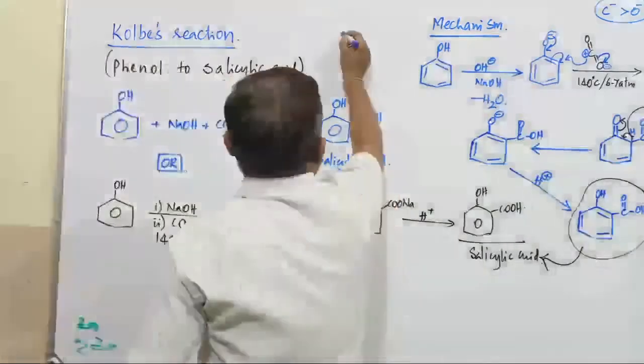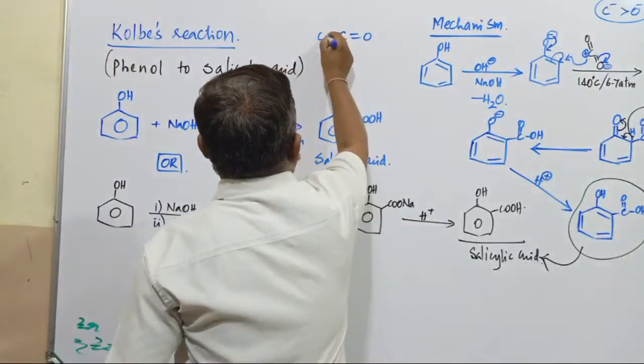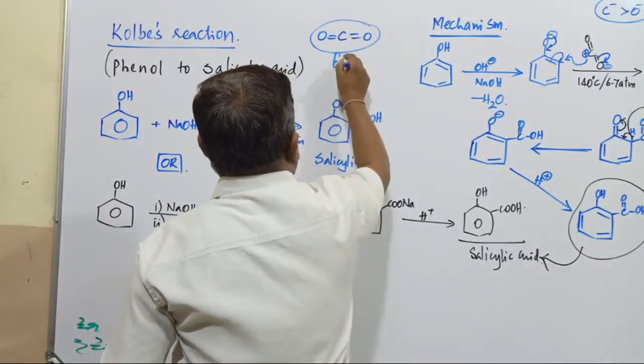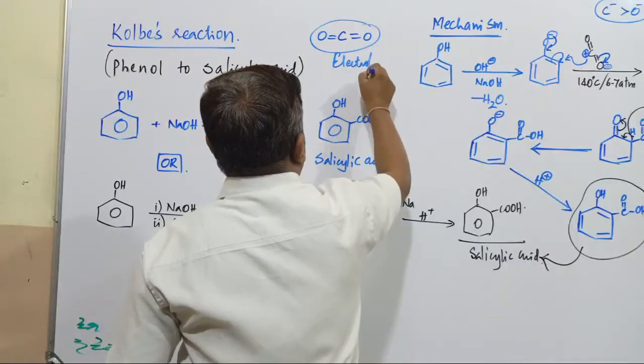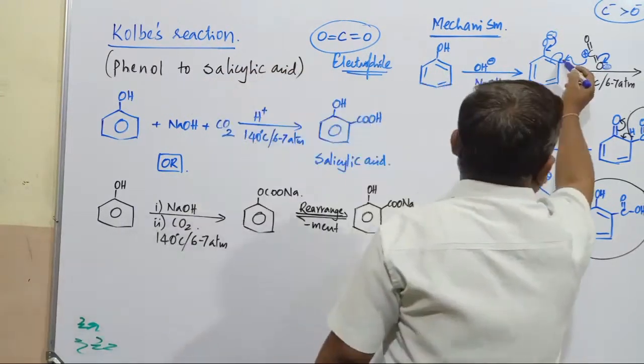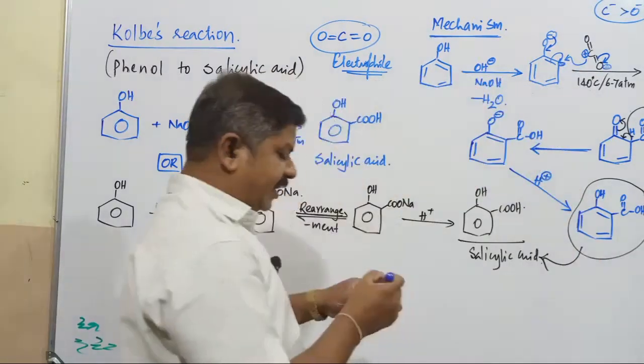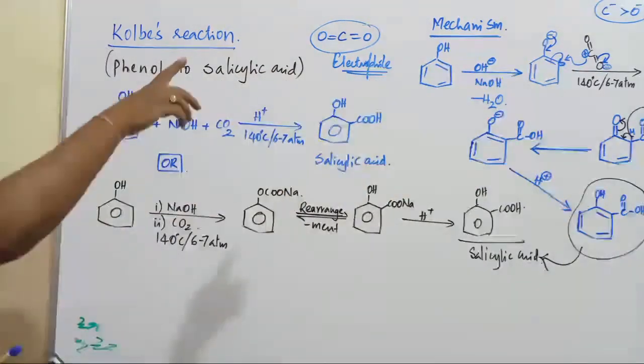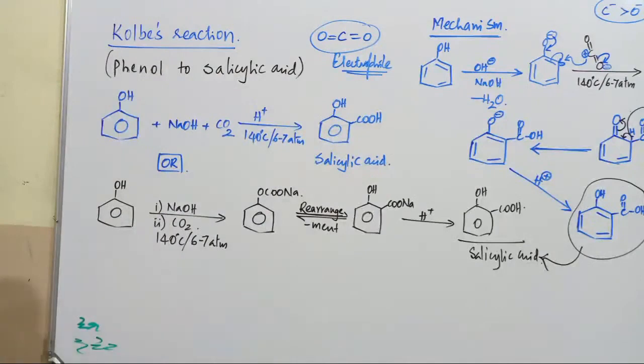Remember here, C double bond O, this one serves as an electrophile. It is an electron deficient species. This electrophile attacks the negatively charged carbon atom because of the shift of those 5 electrons. That is a mechanism applicable for which reaction? Kolbe's reaction.